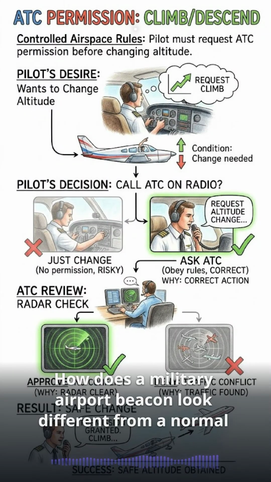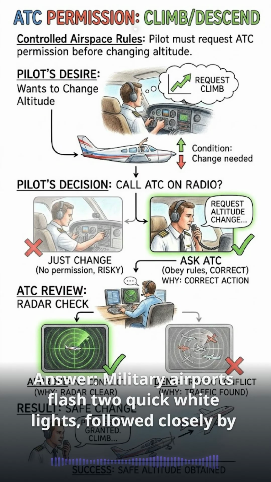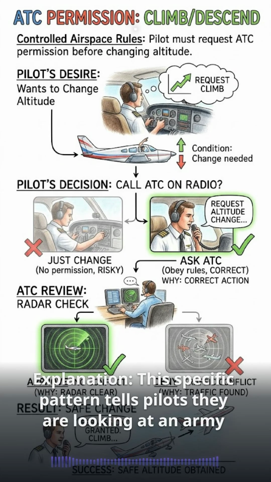31. How does a military airport beacon look different from a normal civilian airport flashing beacon? Military airports flash two quick white lights, followed closely by a single green flashing light today. This specific pattern tells pilots they are looking at an army base, instead of a public airport.